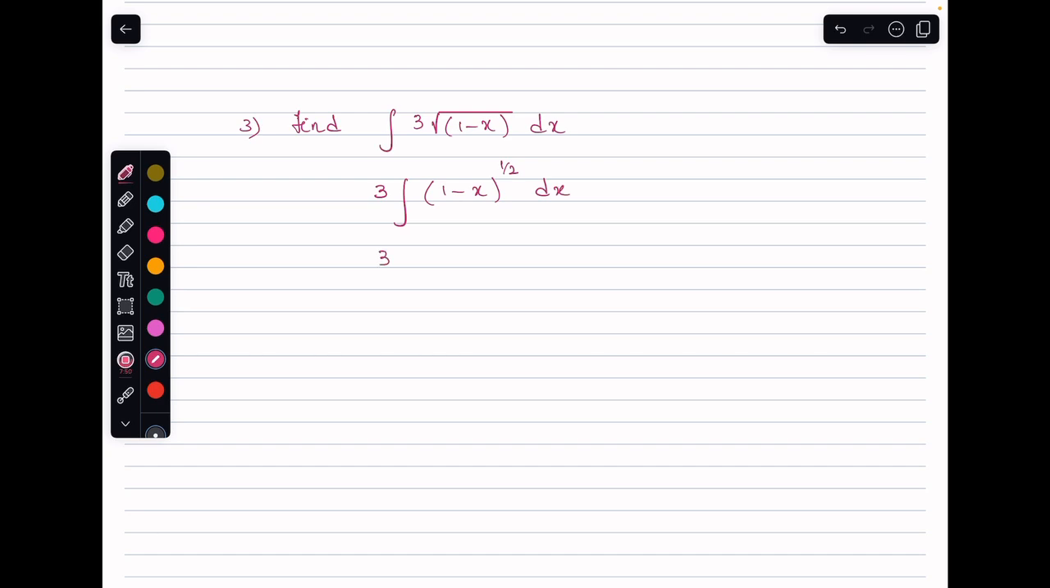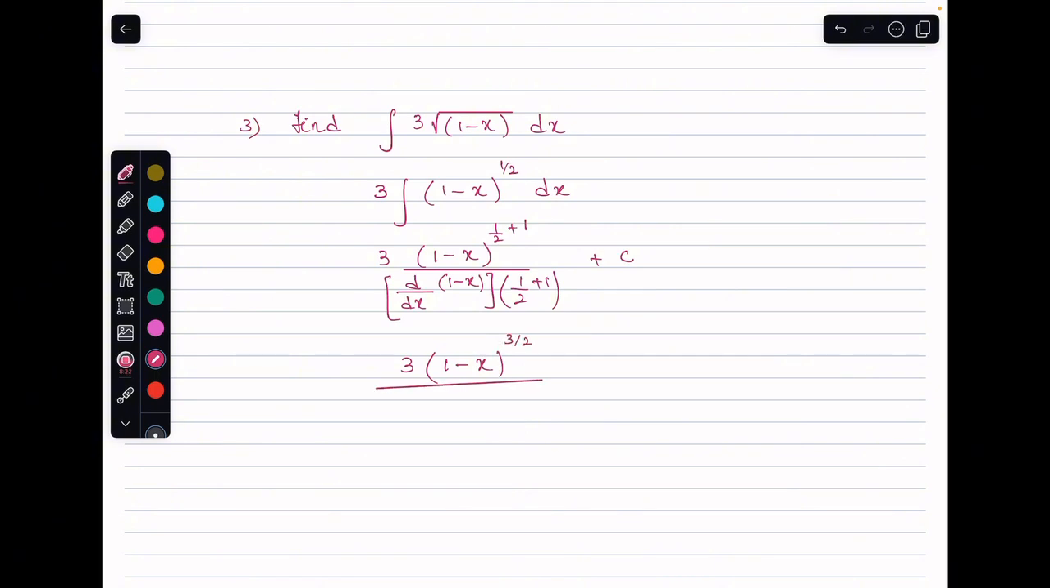And then to integrate this, it should be 1 minus x to the power 1 by 2 plus 1. And then I should say it's the differential of 1 minus x, and 1 by 2 plus 1, which gives me a 3 by 2, and then I should be adding this constant c here. So this means my answer, the integral, is going to be 3 times 1 minus x to the power 3 by 2.